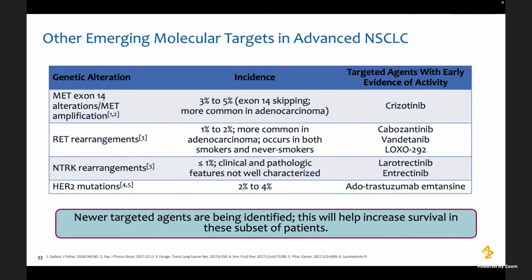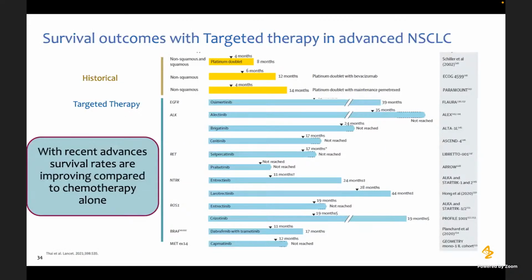Other emerging molecular targets, I think they have already emerged, but MET exon 14, RET, and TRK, HER2, all of them are very practical and available, and most of our patients are on these therapies. And all of this has actually combined and helped us improve the survival rates from the yellow to the blues. So you see 8 months, 12 months, 14 months, that's what we were talking about a few years back, and see what we're talking about now is sometimes not reached, 44 months, 39 months, 35 months and counting.